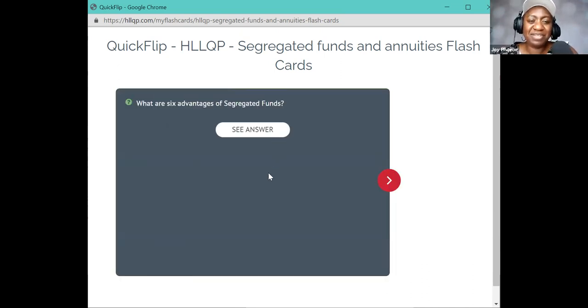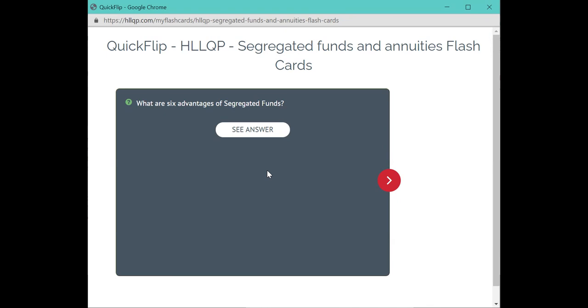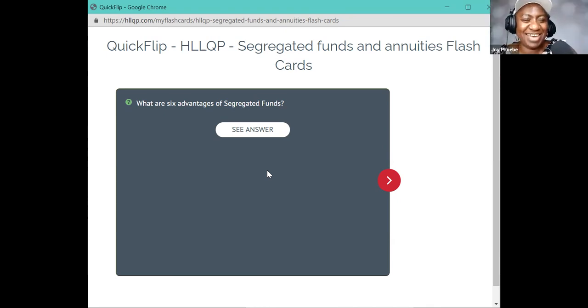What are the 6 advantages of segregated funds? We know this one. Investment options. More investment options, right? I want you guys to be shooting. It bypasses probate. Creditor protection. Now, don't forget, creditor protection.